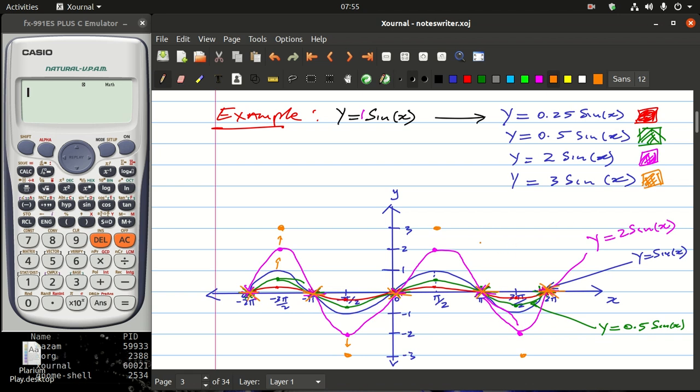What I was trying to say here, as we are starting to have the constants that are bigger than 1, whenever you have a portion that is above the x-axis, it is pulled up. Whenever you have a portion that is below the axis, it is pulled down. This one is above, this one is above, it is pulled up. This one is below, it is pulled down. That's what I was trying to say in the previous statement.